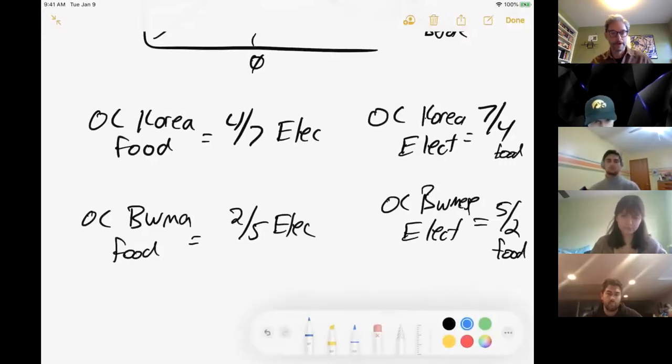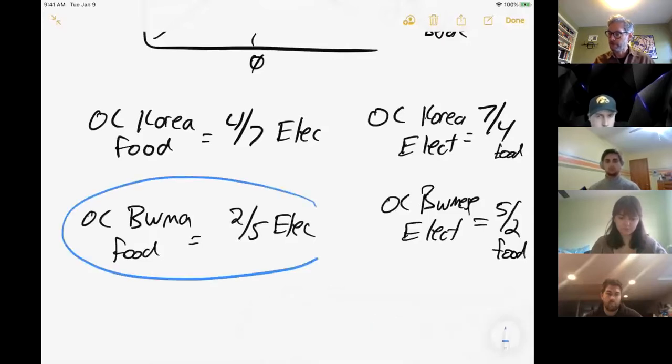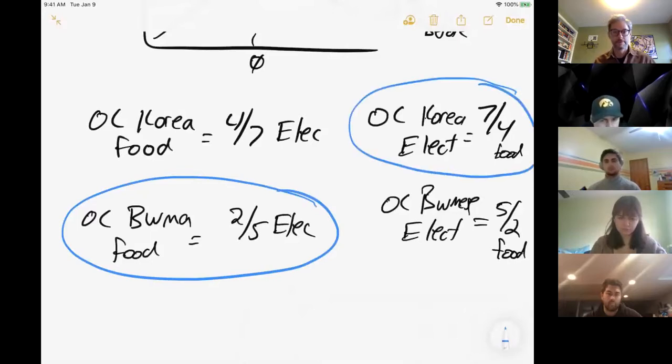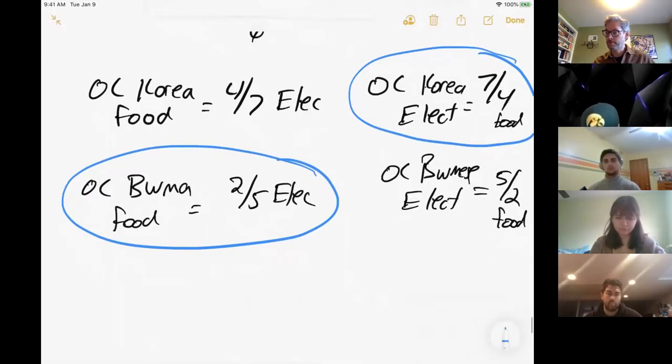So who has comparative advantage in food? Well, who's the low opportunity cost producer? Burma is a low opportunity cost producer. Who has comparative advantage in electronics? Korea, because 7/4 is less than 5/2. So Korea should produce electronics, Burma should produce food.